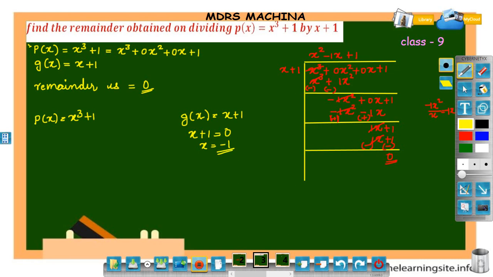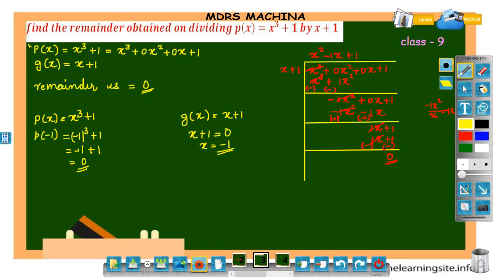Now, substitute x is equal to minus 1 in the polynomial p of x. So this becomes p of minus 1. I will substitute minus 1 in the place of x: minus 1 whole cube plus 1. Minus 1 whole cube, minus 1 into minus 1 into minus 1, that is minus 1. Minus 1 plus 1 is equal to 0.